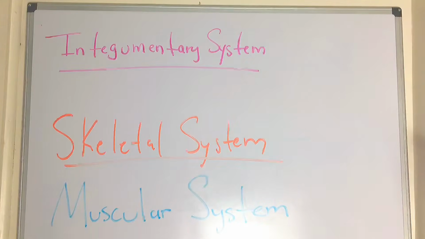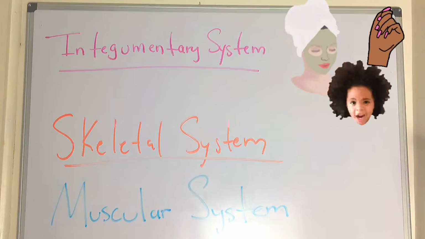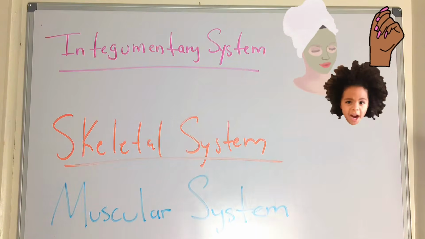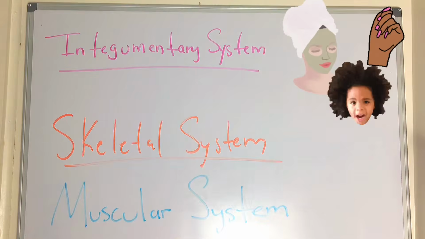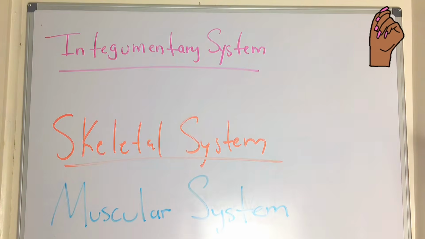The primary organ for the integumentary system is the skin, and the components are as follows: hair, fingernails, toenails, sweat glands, and oil glands. The functions are to protect the body, regulate body temperature, eliminate waste, make vitamin D, detect stimuli, and store fat. That is the integumentary system.